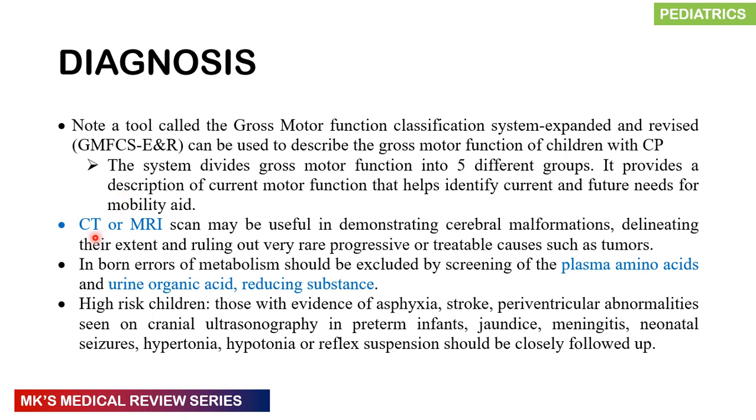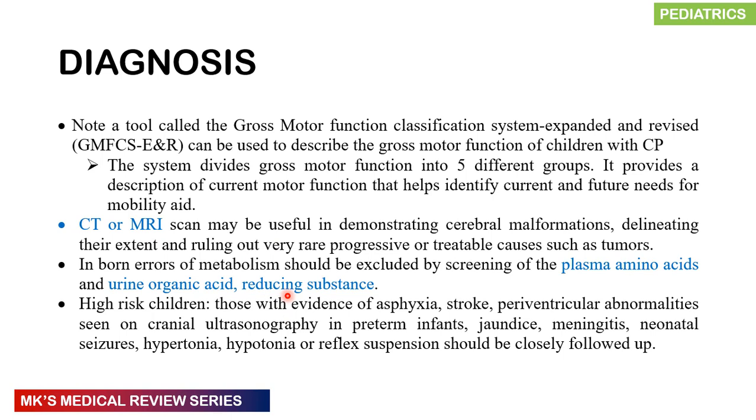Then we also want to get a CT scan or an MRI scan. And this is very important in demonstrating these cerebral malformations and delineating their extent and even ruling out other progressive things or other things that are treatable, things like tumors. Do not also forget to rule out any inborn errors of metabolism. So screen for plasma amino acids, urine organic acids, and reducing substances, reducing sugars.